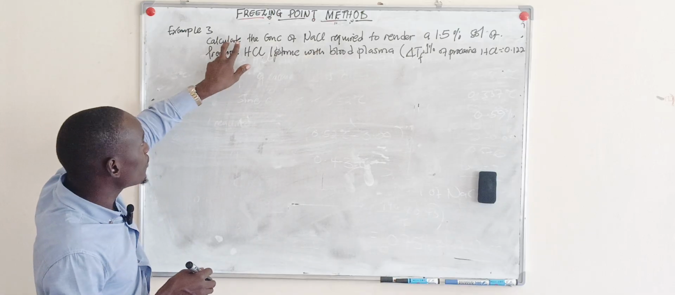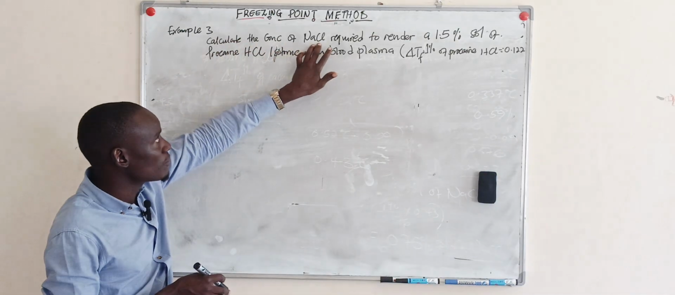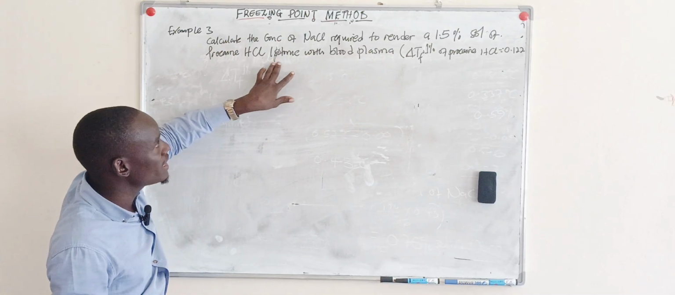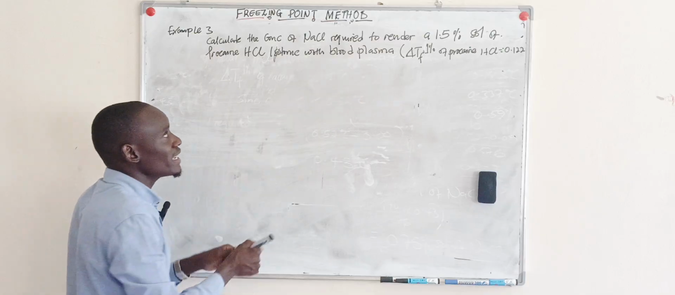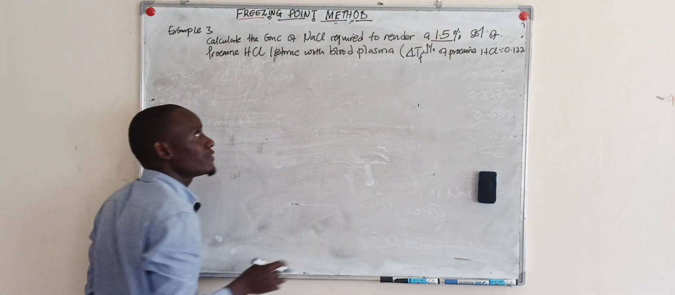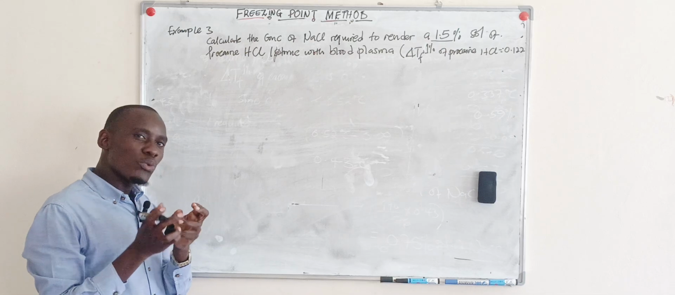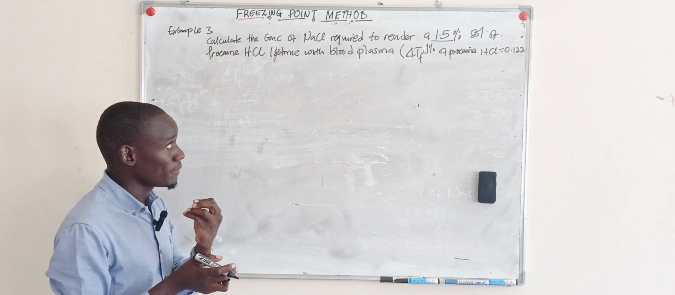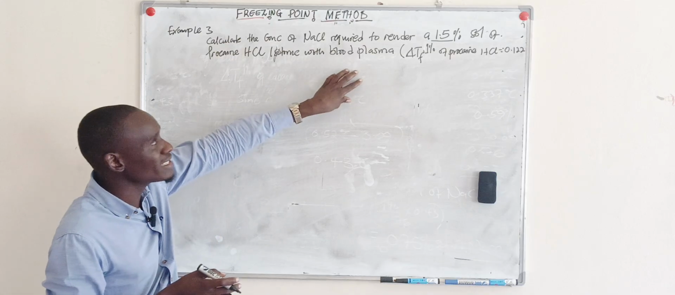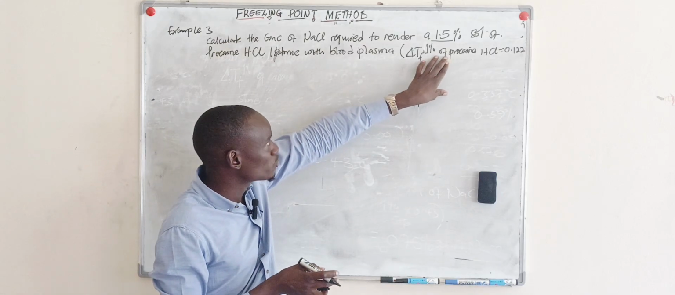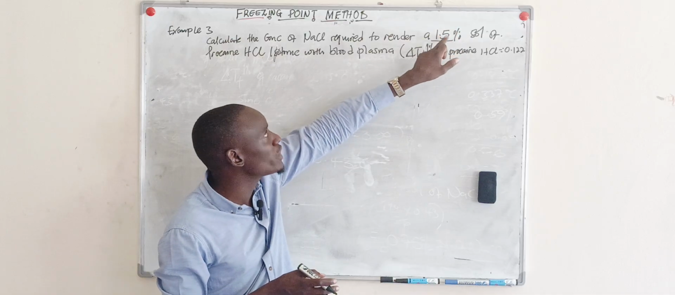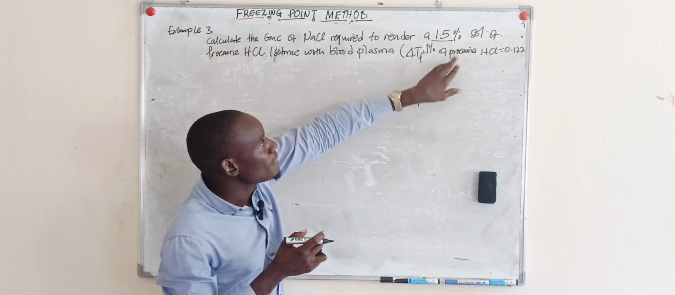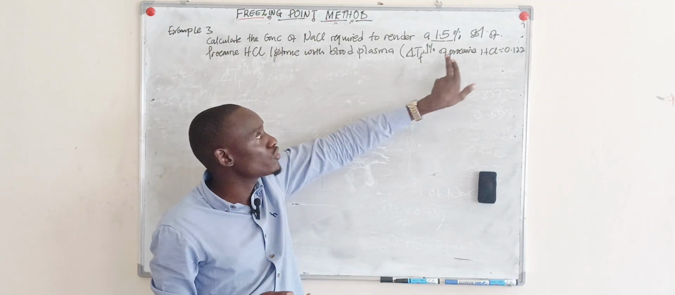In our third example, they are telling us to calculate the concentration of sodium chloride required to render a 1.5% solution of procaine hydrochloride isotonic with blood plasma. In this case, they have given us 1.5. But in reality, we only know the freezing point depression of a 1% solution. So the first thing we are going to do in this case is to get the freezing point depression of a 1.5% solution of procaine hydrochloride, given that we already know the freezing point depression of a 1%.